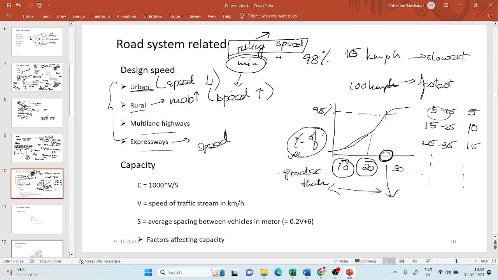If you decrease, then the performance of the road will decrease. Okay, so this is what IRC says. Now moving on to capacity. So capacity is also a very important factor. Now what is this capacity?